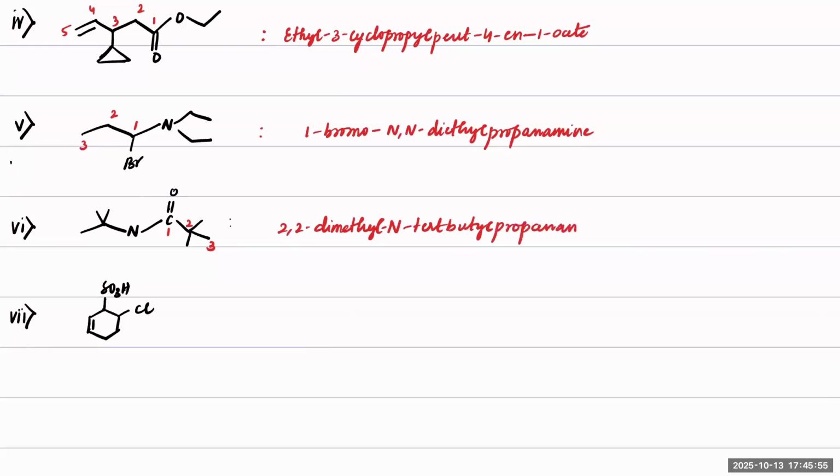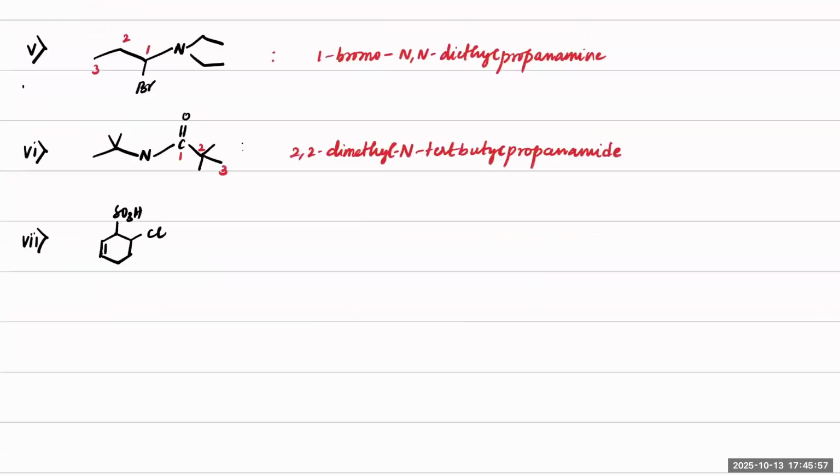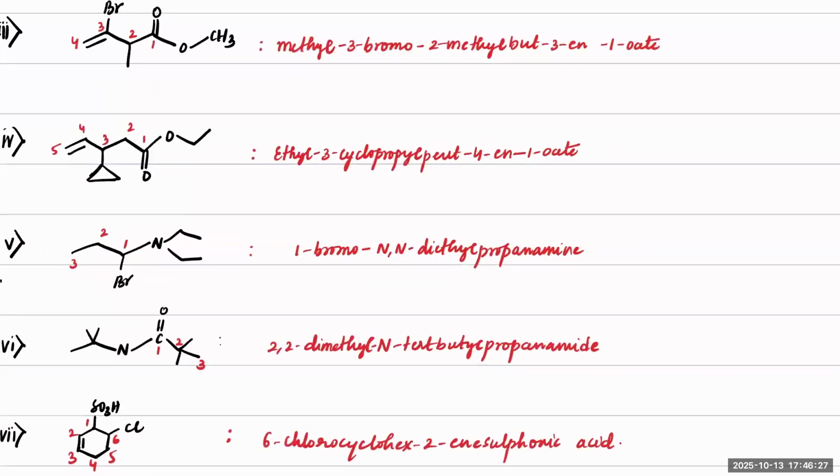Now this time the wording is amide. And last thing, numbering should start from here. Sulfonic acid is the highest priority. So on sixth position we have chloro, right? And this is cyclohex-2-ene, complete ene you have to write, 2-ene, then sulfonic acid. 2-ene sulfonic acid. Done. So please check if you have got them right.